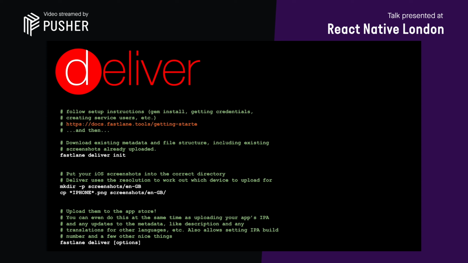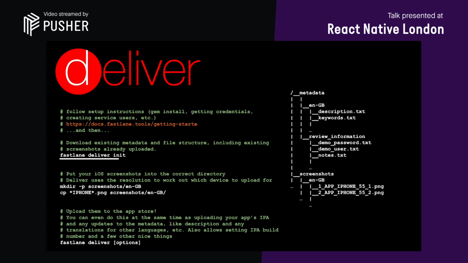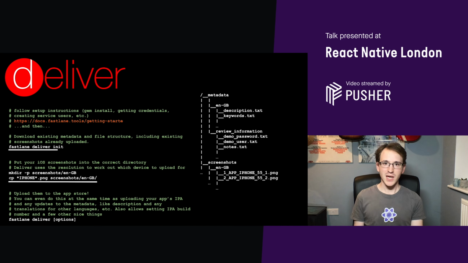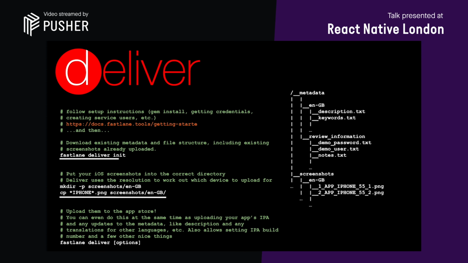On the iOS side, deliver works in a very similar way. You run an init command to download all the existing info, including the existing images you have. The directory structure is slightly different to the Android one, but it has the same concept of this language code separation. Again, we just need to copy all the appropriate screenshots into place. Deliver doesn't need different resolution images in different directories or named in any particular way. It actually uses the resolution of the image to work out which device it's uploading for. And once you're happy, you run deliver to upload the images. And if you want, you can upload your metadata and upload your app at the same time too.